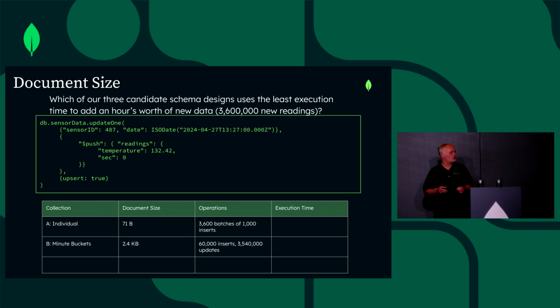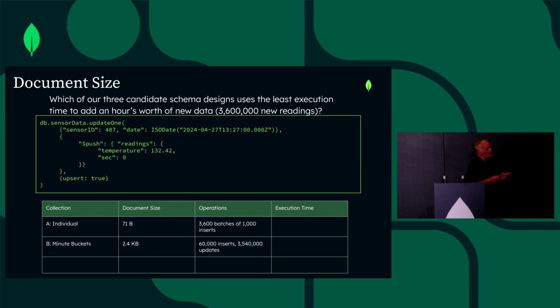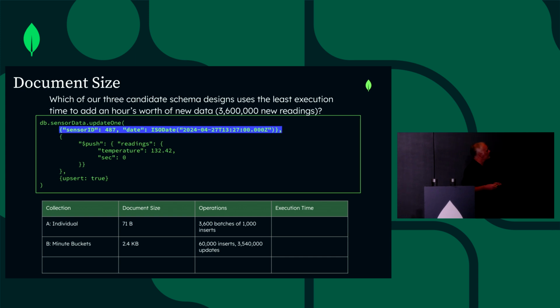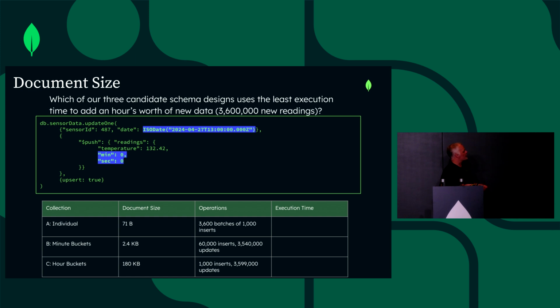In option B, we're using the bucket pattern. And so we push the new readings onto the array for that sensor. And then if we don't already have a document for that sensor for that minute, because we've set upsert true, we'll create a brand new bucket document for that sensor for that minute. And then for the third option, it's very similar, except we're now having to record all of the data for a particular hour. So we're inserting the temperature, the minute, and the second within the hour.